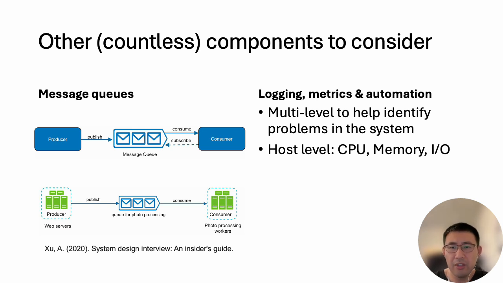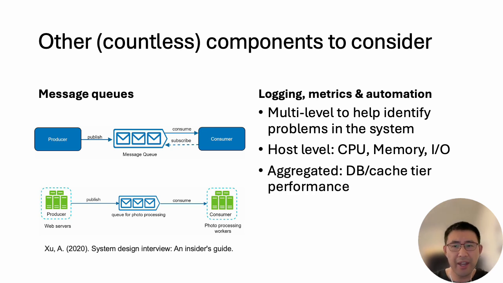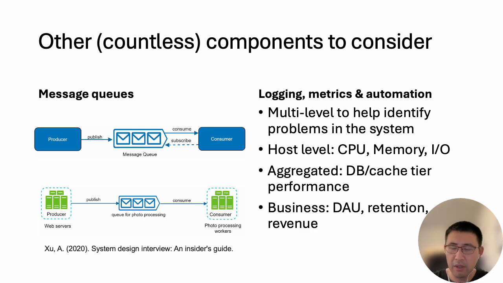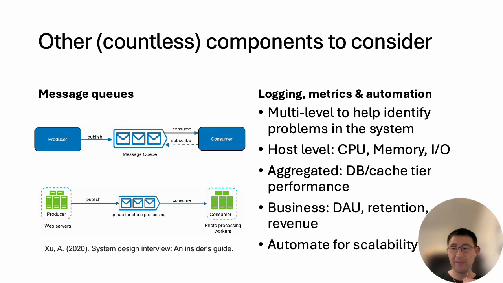We can do logging at the host level, like CPU, memory, and I/O, whether it's saturating or too low. Or we can have aggregated information, for example, the whole database tier or cache tier performance. Or it could be business related, like daily active users, retention for a user, or even revenue. And a lot of those can actually be automated for scalability.